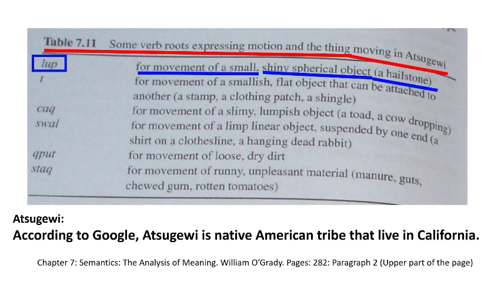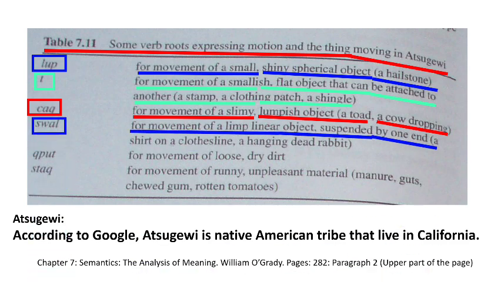I don't know exactly how to read this, but it has only one letter, a lowercase t. I don't know whether to read it as t or t. However, the meaning is for movement of a smallish, flat object that can be attached to another, a stamp, a clothing patch, a shingle. Caq, C-A-Q, for movement of a slimy, lumpish object, a toad, a cow dropping.